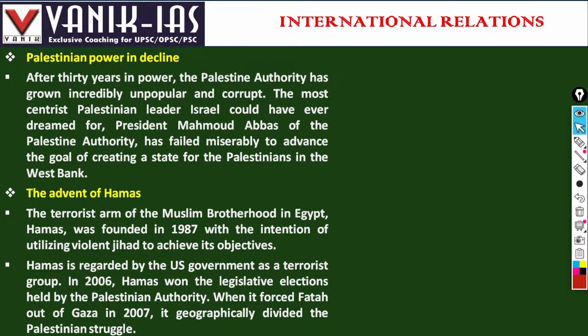The advent of Hamas, the terrorist arm of the Muslim Brotherhood in Egypt. Hamas was formed in 1987 with the intention of utilizing violent jihad to achieve its objectives. Hamas is regarded by the US government as a terrorist group, and in 2006, Hamas won the legislative election held by the Palestinian Authority, and forced Fatah out of the Gaza Strip in 2007. It geographically divided the Palestinian struggle. Because in 2007, Gaza came under the control of Hamas in the election, and they were able to remove the Fatah section.